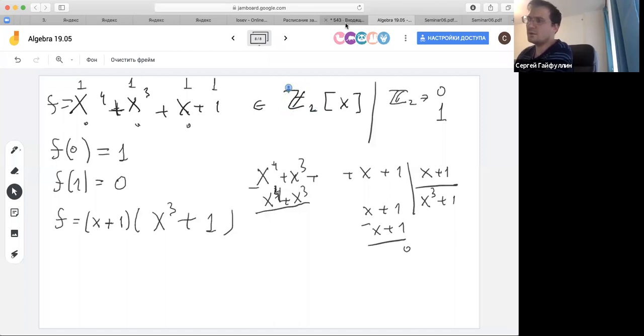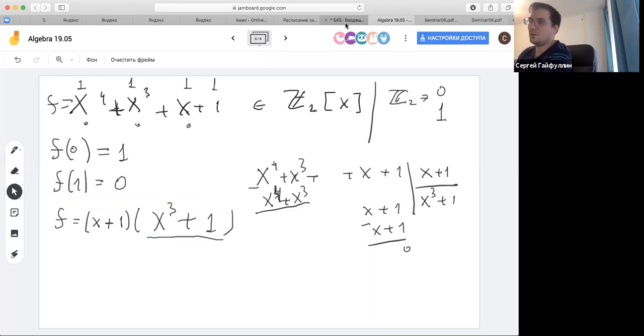It is the same way as usual, but we have addition with coefficients in Z2, so 1 plus 1 is equal to 0, and so on. Then we have the polynomial x cubed plus 1, and now we need to factorize it.